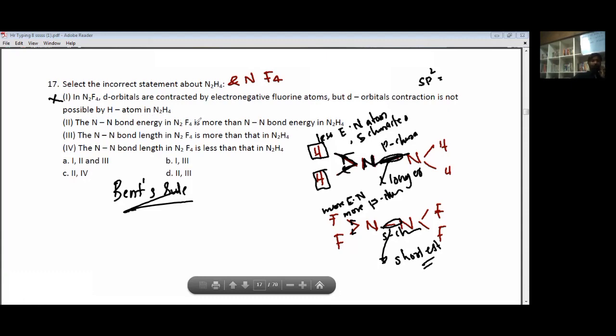The NN bond energy in N2F4 is more than the NN bond energy in N2H4. That's correct, because in N2F4 the NN bond is short, so it has high bond energy. So this statement is okay. The next one says the NN bond length in N2H4 is less than in N2F4. That's wrong. The NN bond length in N2F4 is less than in N2H4. So the wrong statements are 1 and 3. The choice is B.